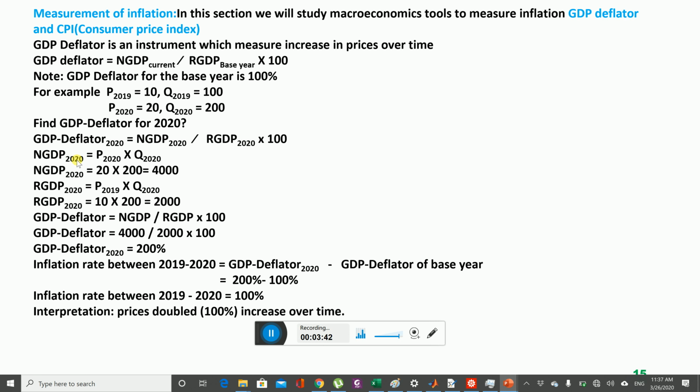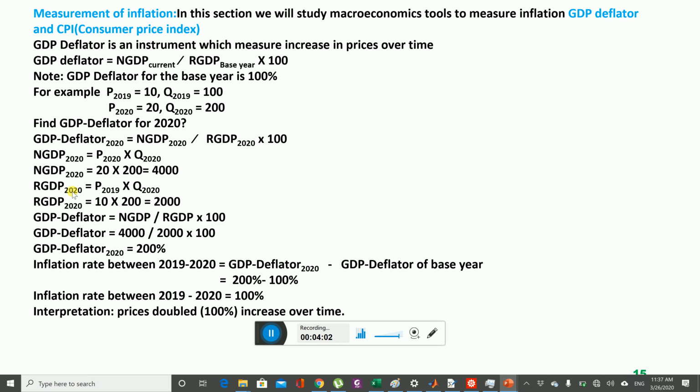Nominal GDP for 2020 is the price of 2020 multiplied by the quantity of 2020. Nominal GDP for the year 2020 is equal to the price of 2020, which is 20, times the quantity of 2020, which is 200. So the nominal GDP for the current year 2020 is 4,000.